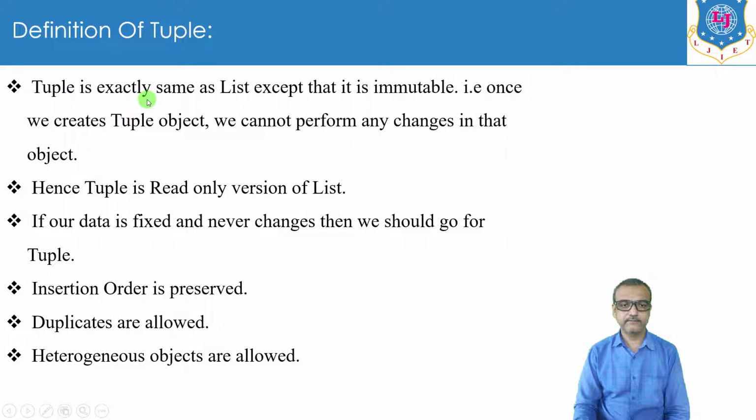Tuple is exactly the same as list except that it is immutable. That is, once we create a tuple object, we cannot perform any changes in that object. Hence, tuple is a read-only version of list. If our data is fixed and never changes, then we should go for tuple. Insertion order is preserved, duplicates are allowed, heterogeneous objects are allowed.